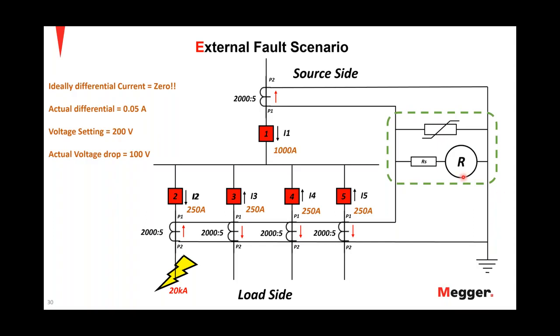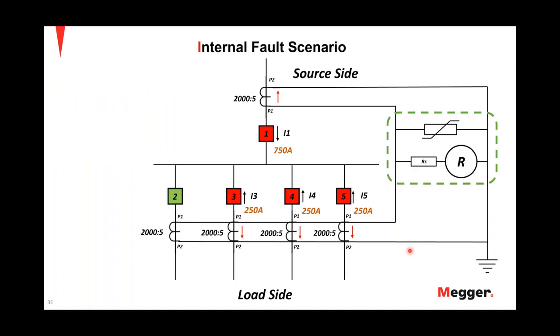So the differential will not trip in this case, but this fault will still be cleared by the backup protection or the overcurrent protection on this feeder, right? So it trips this breaker open and clears the fault. Now let us look into the case of an internal fault.